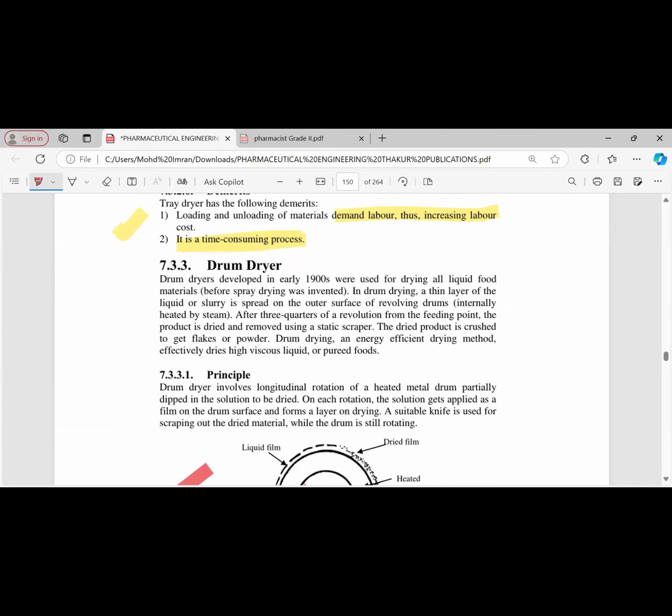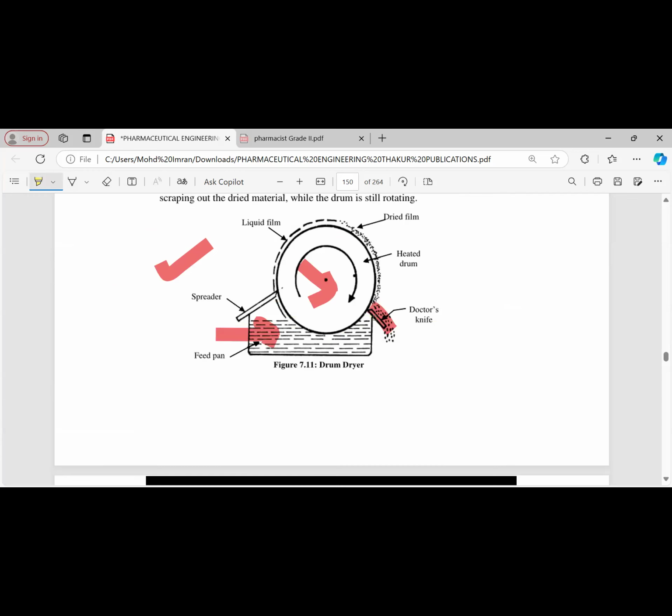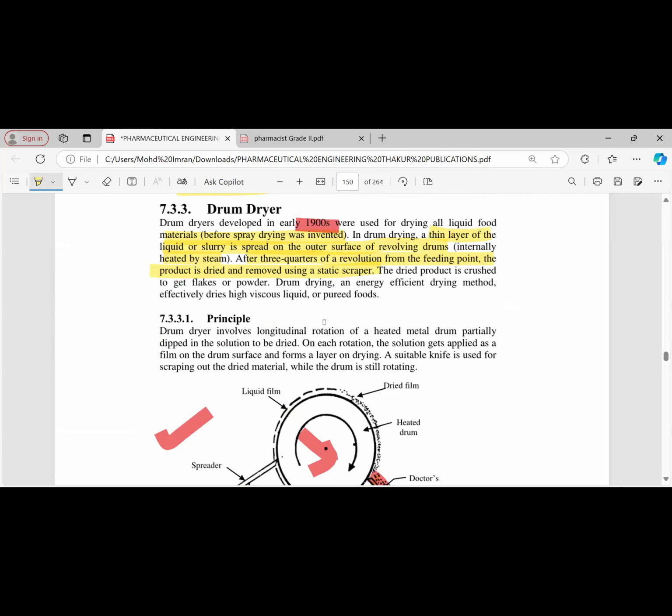So easy. It was developed in the 1990s. You can see here, and it's used for liquid food material before spray drying. In drum drying, a thin layer of a liquid or a slurry is spread over the surface of the revolving drum, and the drum is heated by using steam. After three-quarters of a revolution from the feeding point, the product is dried and removed using the scraper. This is the drum dryer. It is an energy efficient drying method and efficiently dries highly viscous and pourable food material.